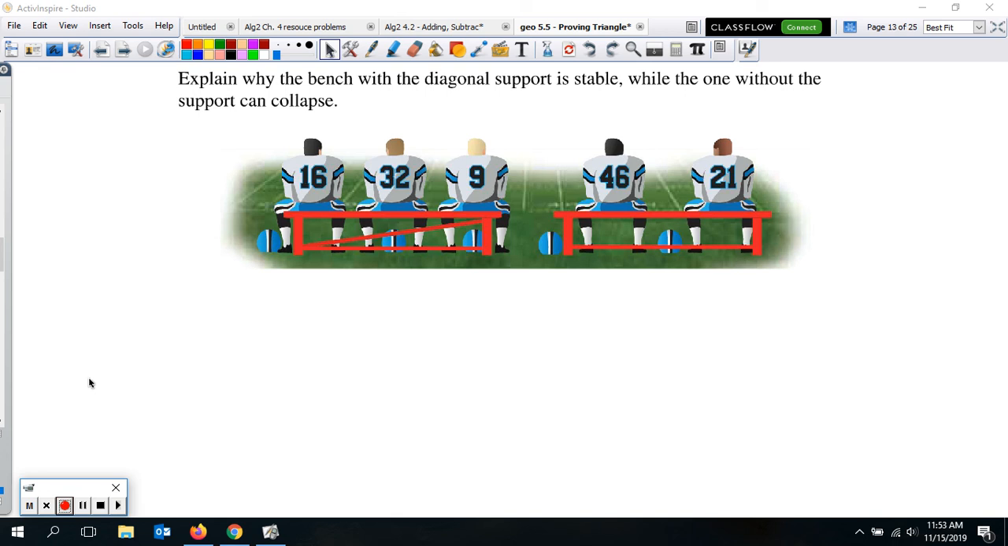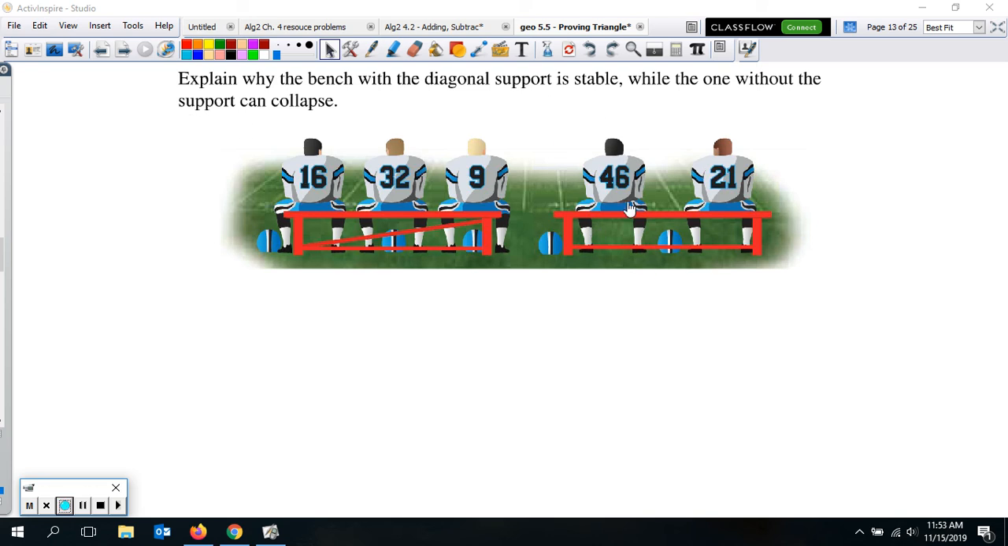So this is just an interesting question. I like this one because it talks about a little bit of a construction model. Just in real life, if you were to construct a bench, which one would be more stable? And here's where the SSS can kind of help you, because you have two congruent triangles on this one over here, with this board going at a diagonal from one corner to the other corner, creating two triangles that are congruent. And this one doesn't have that board. So it's saying, okay, explain why the bench with the diagonal support, this one right here, is stable, and why the other one here could collapse.